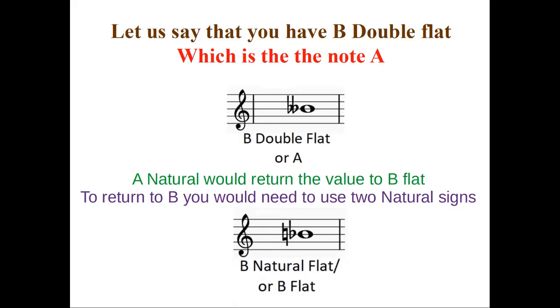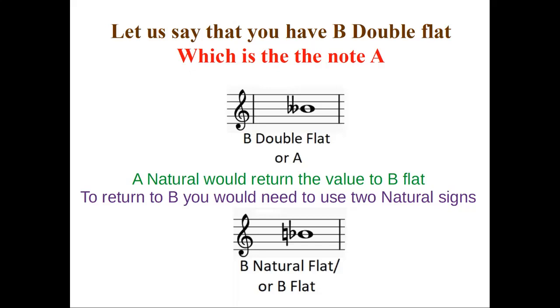Let us say that you have B double flat, which is the same note as the note A. If you went from B to B flat, that's the black note between B down to A. The black note in between is B flat. And if you flatten the B flat, it would go a semitone down to A. So therefore, B double flat is the same as A.